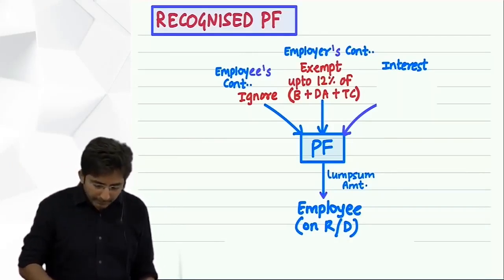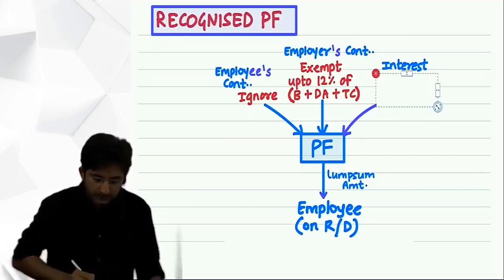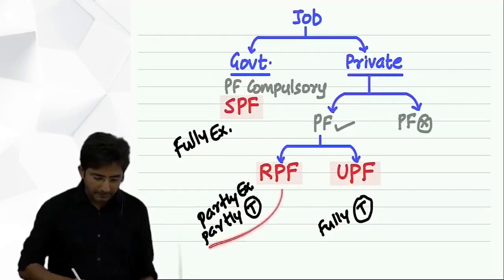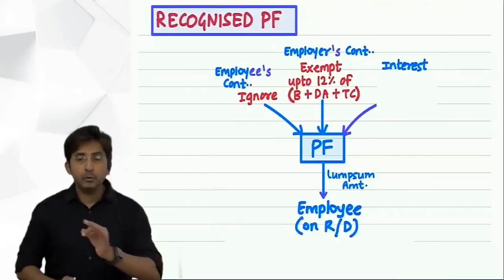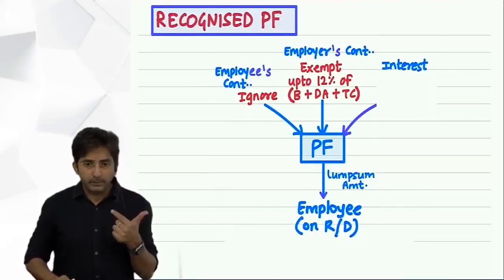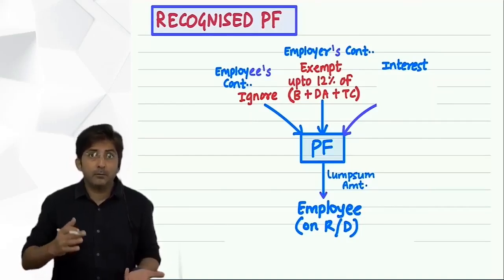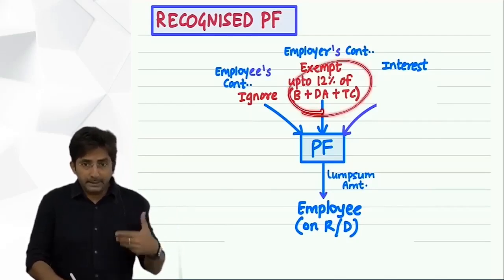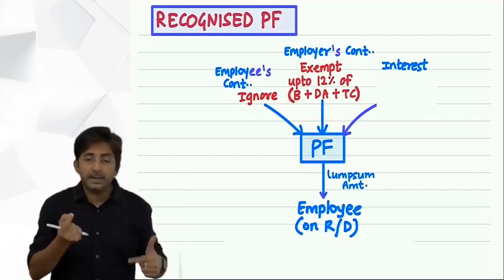And then interest. Even for interest, there is a limit. As I said, this is all partly exempt, right? And partly exempt means there will be some limit. So interest also will be partly exempt, and this is exempt up to 9.5%. What is the 9.5%? It's the rate of interest. Here you should not ask 9.5% of what? See, this 12% was of basic, Dearness Allowance, turnover commission. But the 9.5% which I said right now is the rate of interest.